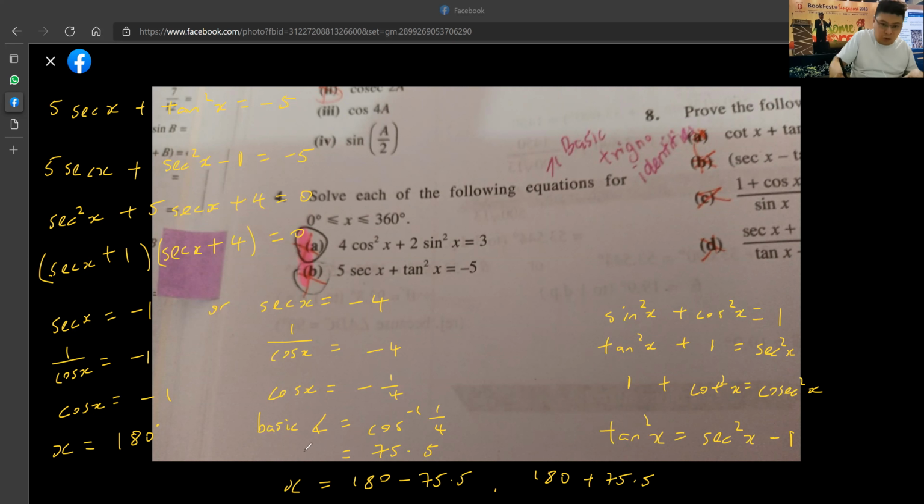So the final answer would then be equal to 180 minus 75.5. You will have 104.5, or 180 plus 75.5, you will have 255.5. So therefore your x would be 180 degrees, 104.5, or 255.5. Yeah. So I hope I answer your question.